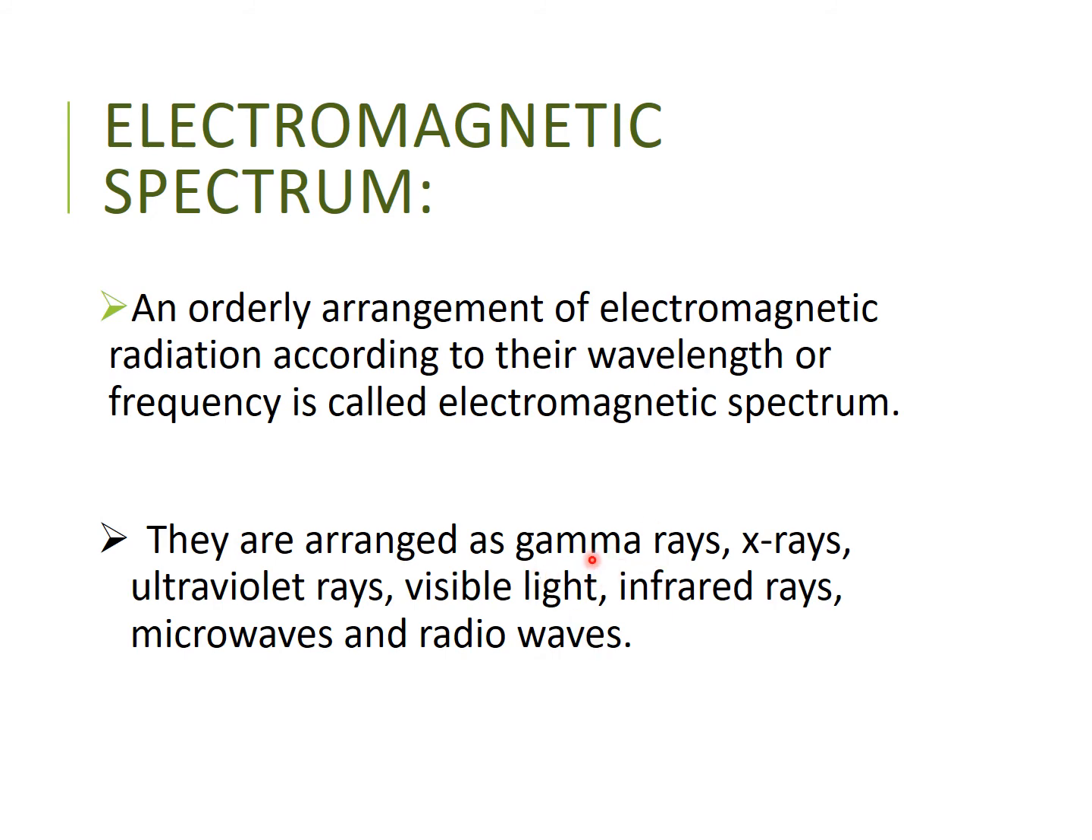Some of the examples of electromagnetic radiation are these: gamma rays, X-rays, ultraviolet rays, visible light, infrared rays, microwaves and radio waves. We make use of X-rays and radio waves in our radiation field. So when you arrange them according to wavelength or frequency, you can consider it as an electromagnetic spectrum.